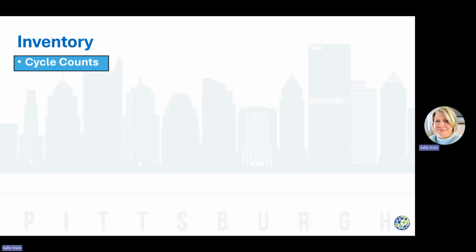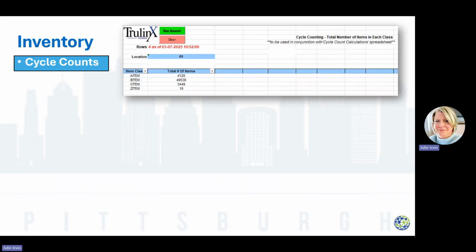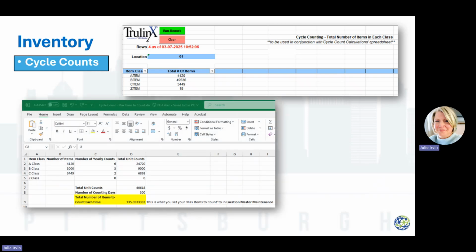So we have a couple of tools available for tracking cycle counting and improving your cycle counting. The first tool is a query called cycle counting total number of items in each class. This is going to be used with another query that's available on the Self-Service Center, but I'll show you that in a moment. What this is going to do is total up the number of items in each item class in your system. Then you're going to download a query called cycle count max items to count, and you're going to plug the numbers from the first query into the number of items column on the second query.